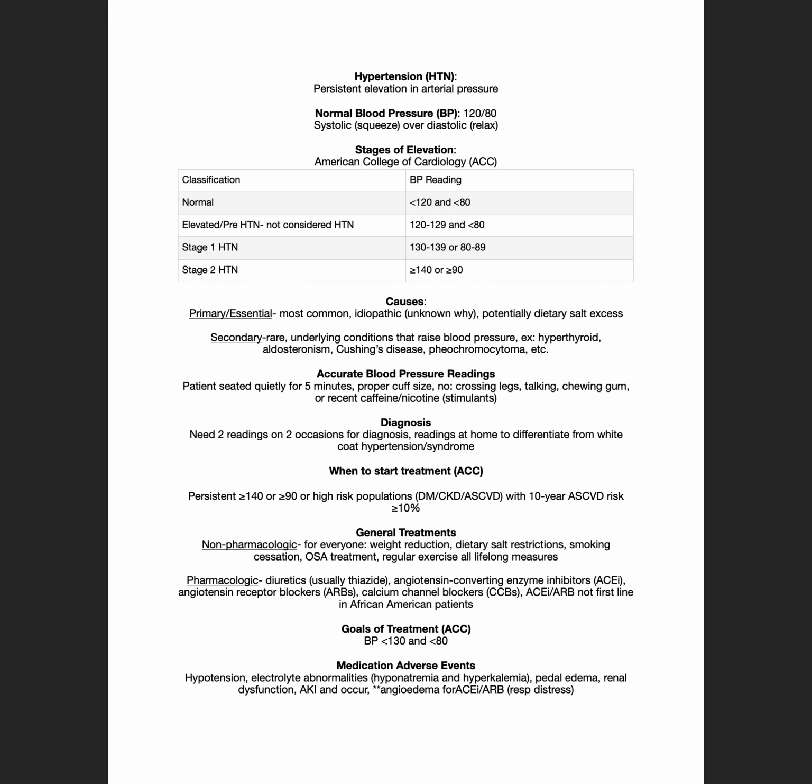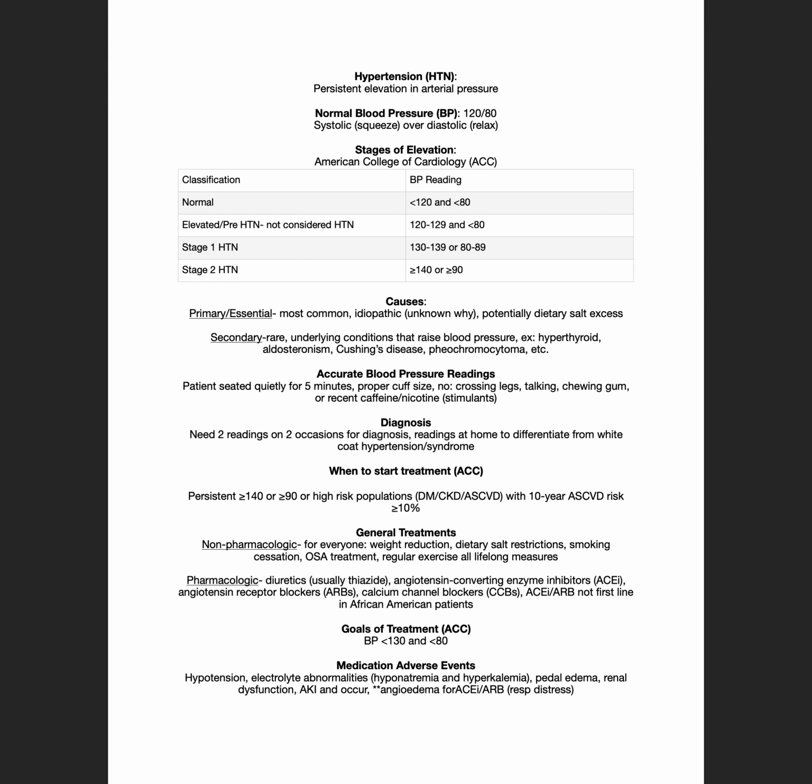Stage 1 is going to be 130 to 139 or 80 to 89, and you only need one of those to qualify. And stage 2 hypertension is greater than or equal to 140 or greater than or equal to 90. Again, you only need one, the systolic or the diastolic, to qualify.